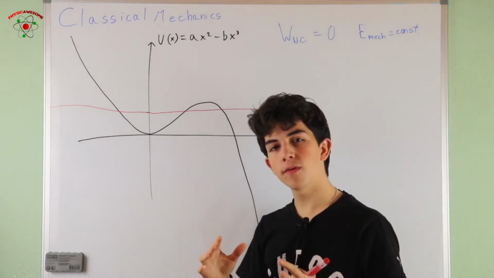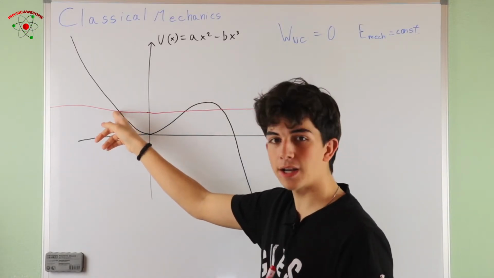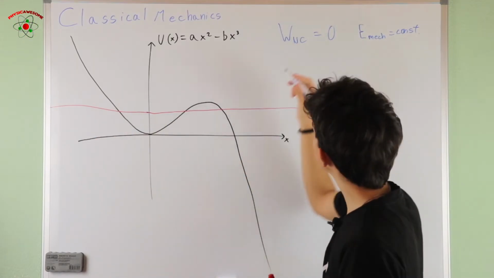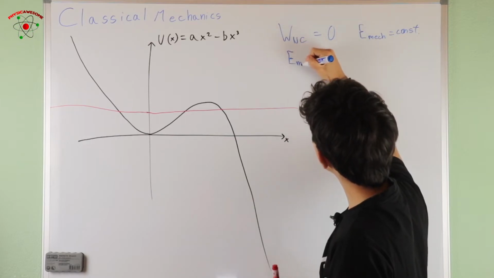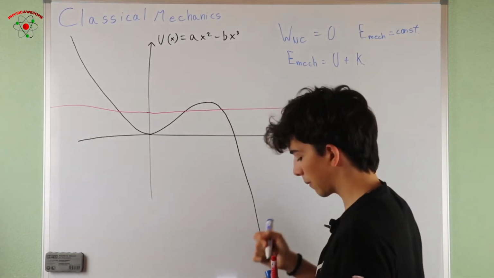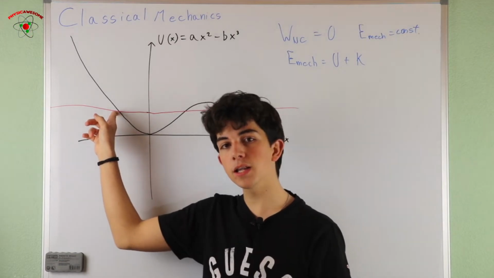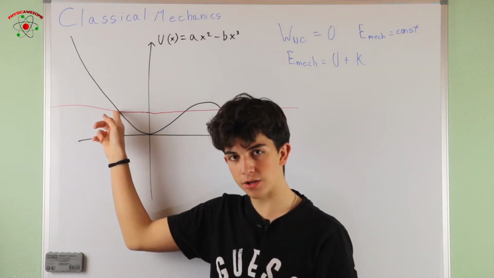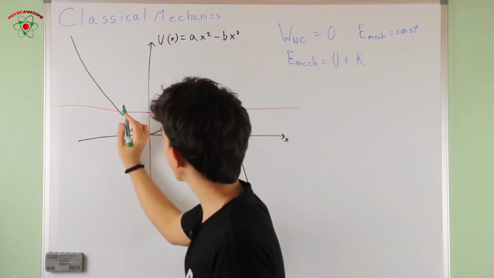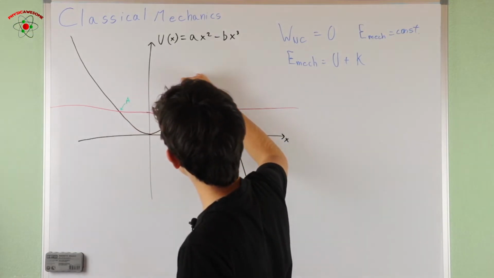We're going to have some points, as we see here, where all the mechanical energy is going to be potential energy, because recall that the mechanical energy is equal to the potential energy plus the kinetic energy. Therefore, at these points, all of the mechanical energy we have is going to be potential energy. At that point, we'll call it A, and at this point, we will call it B.